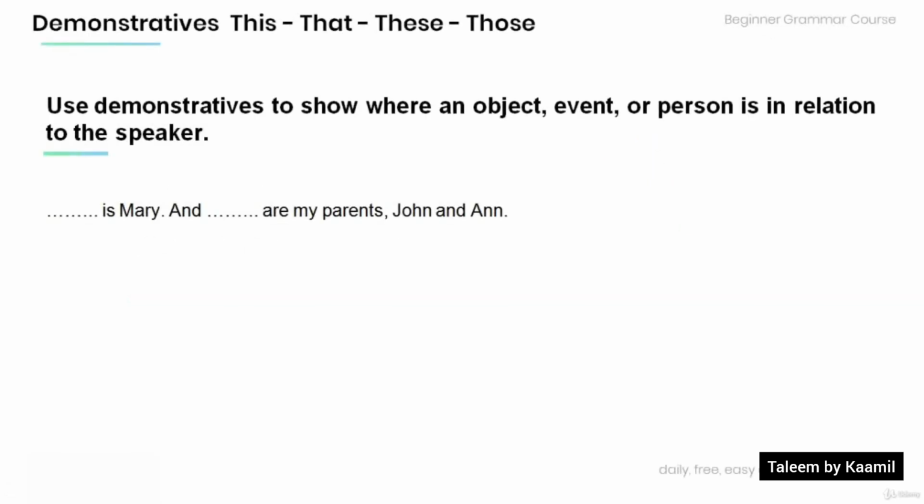Now, time for us to review and practice a bit. Remember that we use demonstratives to show where an object, event, or person is in relation to the speaker. Have a look at the sentence below and fill in the gaps using the appropriate demonstratives. This is Mary, and these are my parents, John and Anne.